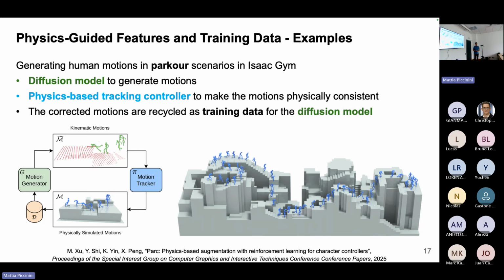So this is another example in which you can indeed act on the data set, in this case the training data set, by post-processing your maybe non-physically consistent data, making them physically consistent, and then plugging them into your data set.